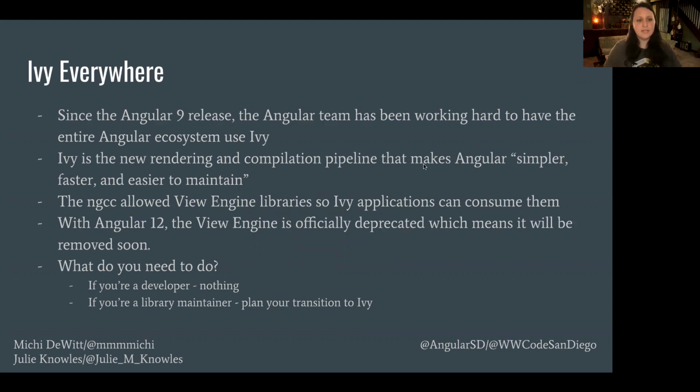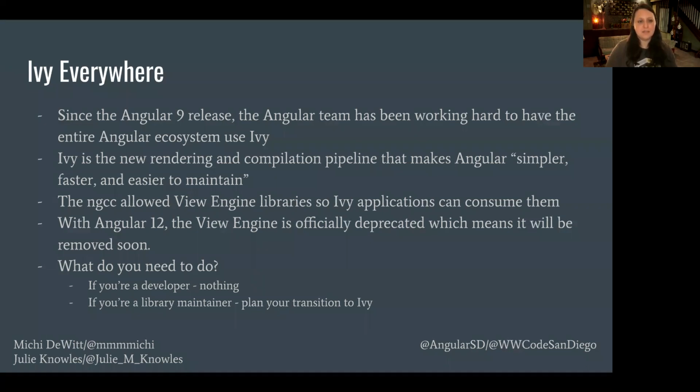So the first thing is that they've been working on a project called Ivy Everywhere. In the Angular 9 release, the Angular team introduced Ivy, which is the new rendering engine that's replacing the View Engine. Since the Angular 9 release, they have been working hard to make sure that Ivy is used everywhere in the application. I don't necessarily think it's a well-known thing that the View Engine is still being used in a couple different areas, and there's also still a lot of libraries that are using the View Engine. So the Ivy Everywhere project is just trying to clean up those last remnants of View Engine.